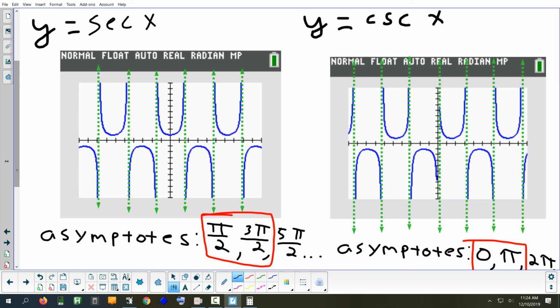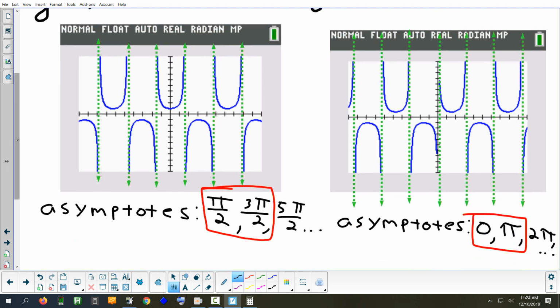Now, I think the easiest thing, so you don't have to keep thinking about, okay, cosecant is 1 over sine, and then sine has 0. So you don't have to think about that. I'm going to give you the table. And then that'll help out a little bit. Also, the other thing, how many asymptotes per cycle here? 2. 2 asymptotes per cycle. This is a cycle in that box.